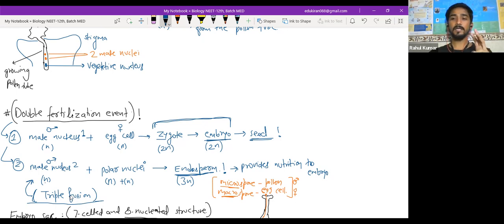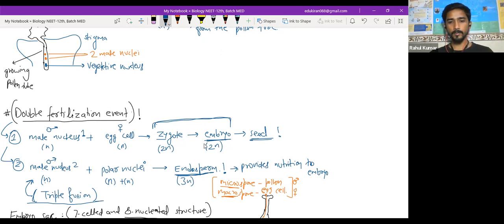The second event, where three total nuclei are fusing, is called a triple fusion event. Triple fusion means there are three nuclei fusing together: two nuclei of the polar cell and one nucleus of the male pollen. That's why the formation of endosperm is called triple fusion. And both these two fertilizations happen together. So the whole process is called double fertilization.